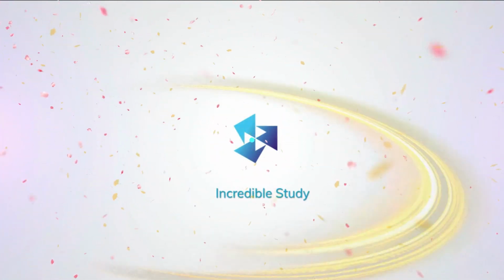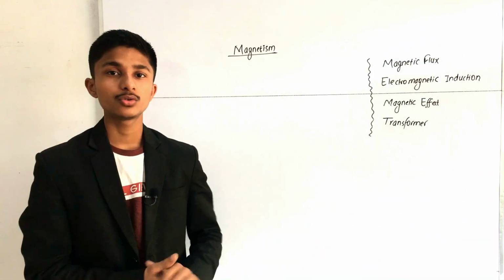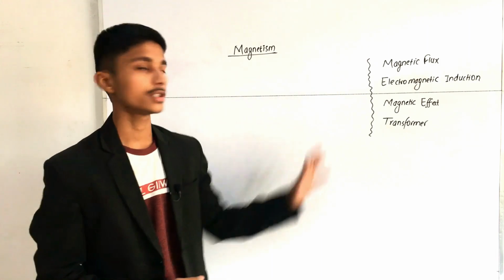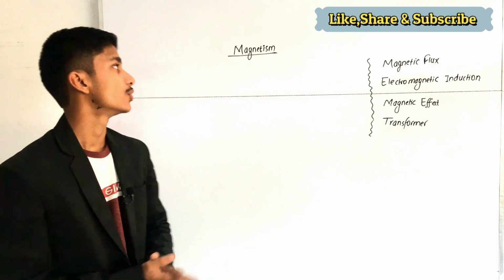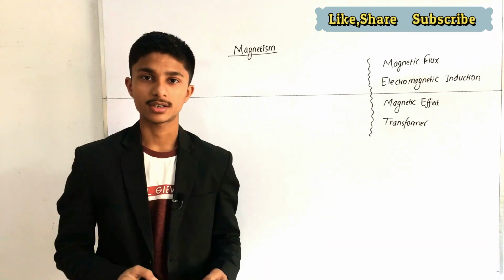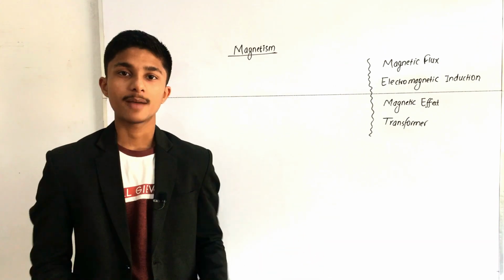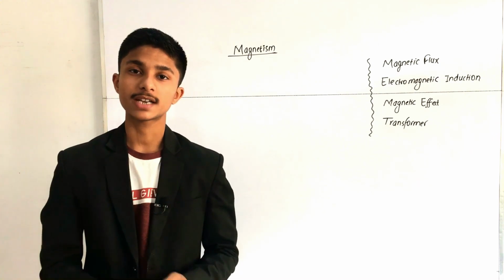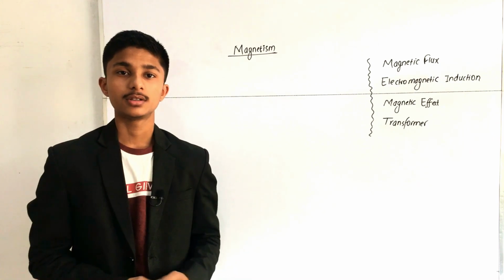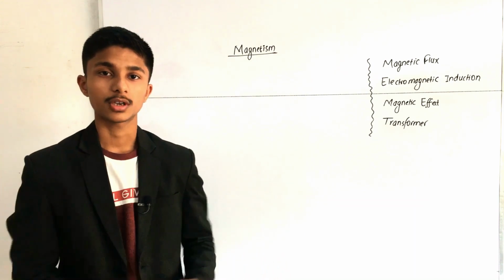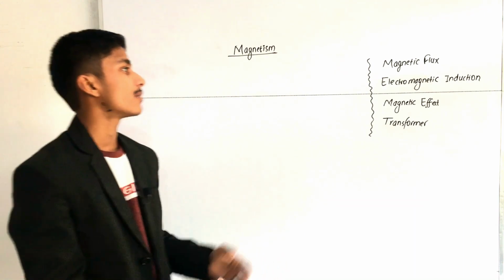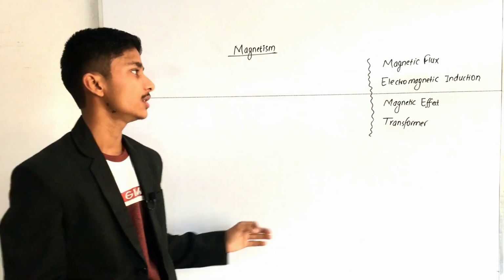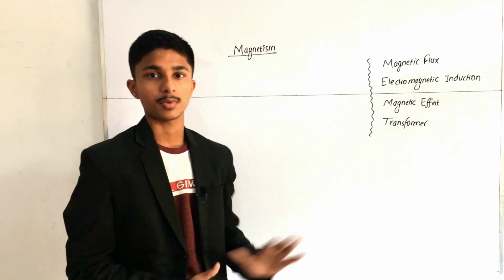Welcome to Incredible Study. Here we need to know about our topic, that is magnetism, before going to these subtopics. So let's know about magnetism. What is magnetism? Magnetism is the property of a magnet with which it attracts magnetic bodies. This is called magnetism. Now we go to our next topics, these subtopics. Gradually we will finish all of them.